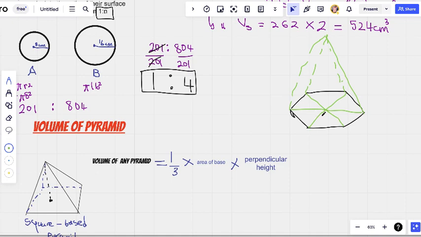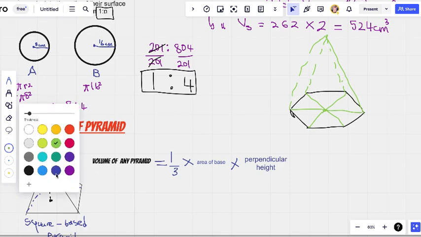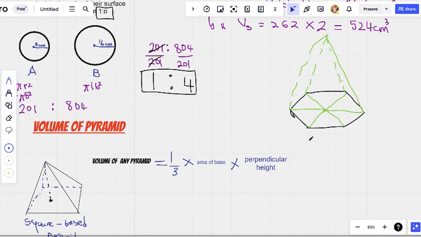From the height, we start from this center here to this place. Once we find the base area, we multiply by this height in order to get the volume of the pyramid. So we'll give you the formula. We say the volume of any pyramid is 1 all over 3 multiplied by the base area.